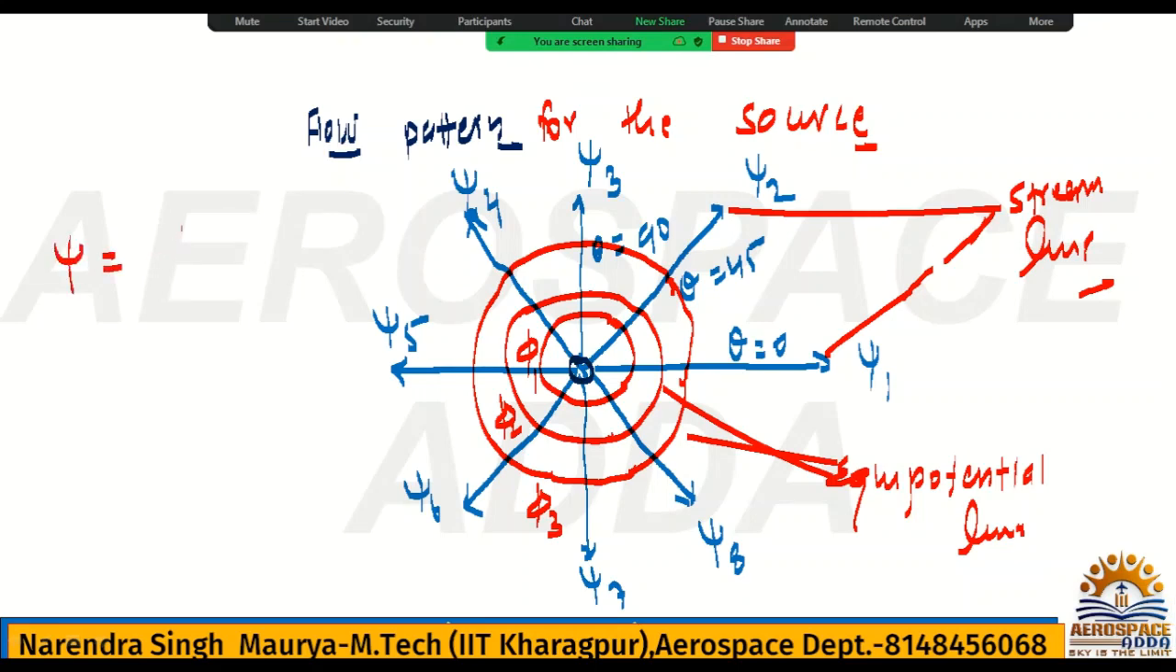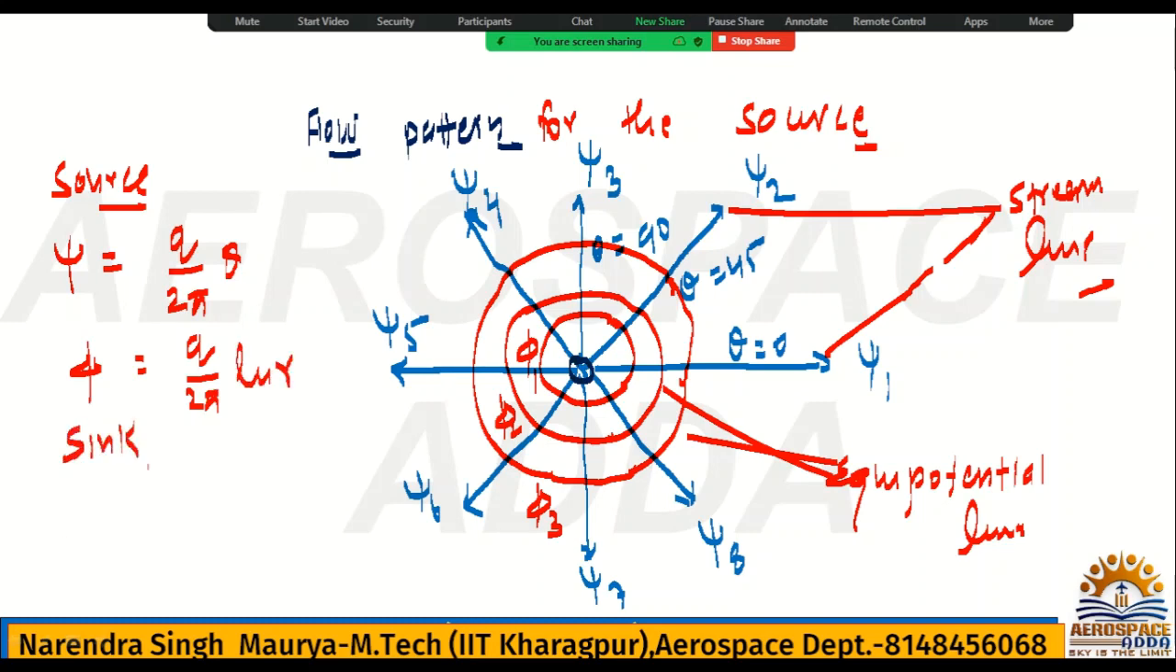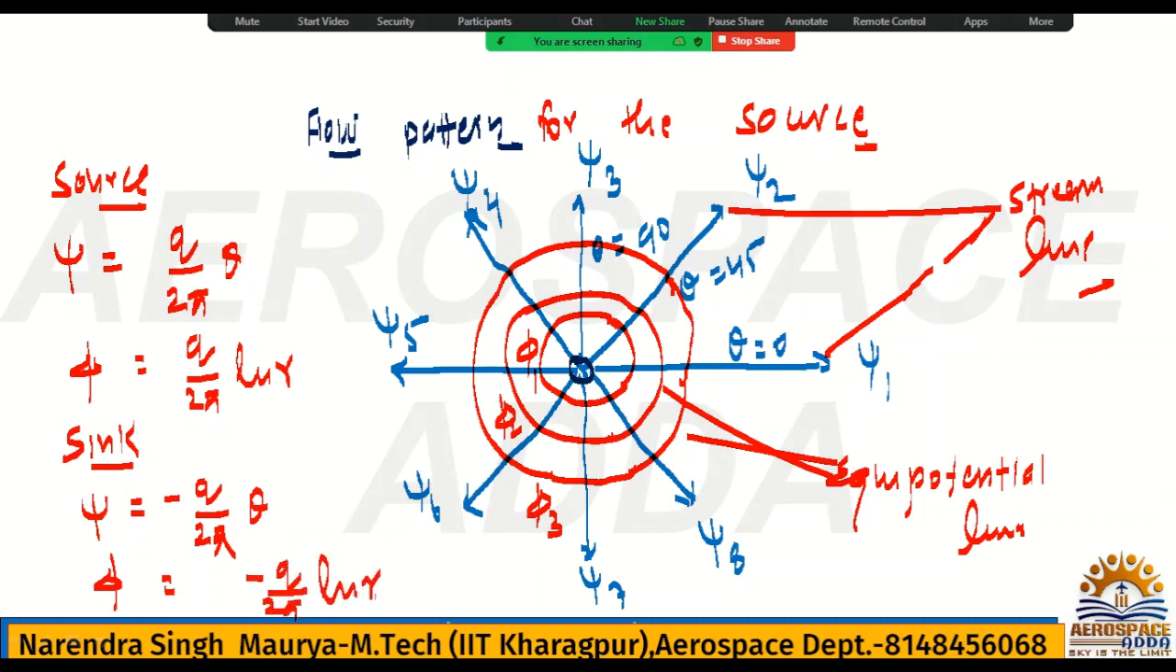Similarly, if I want to draw, what is the psi you got for the source? You got psi for source is q upon 2 pi theta, and phi you got q upon 2 pi ln r. So what will be the sink? Sink psi will be minus q upon 2 pi theta. I told you that time only, for a sink q will be minus only. Same thing you can draw for the sink also. It's only a simple thing.